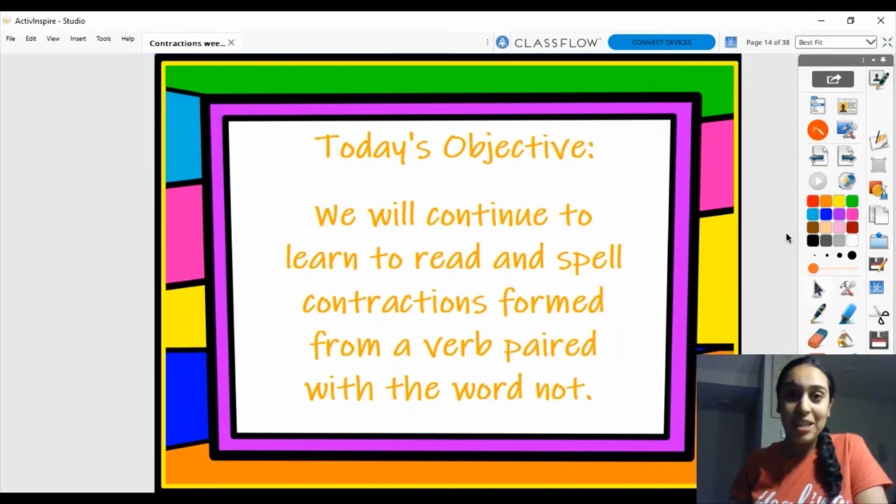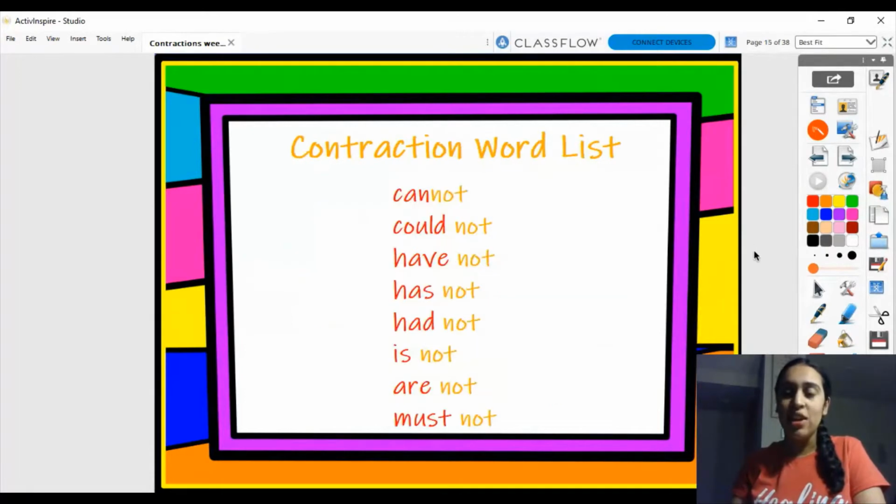So, our objective today, we will continue to learn to read and spell contractions formed from a verb paired with the word not. Last week we focused on 8 words. This week we're going to focus on another 8 words, verbs that are paired with the word not.